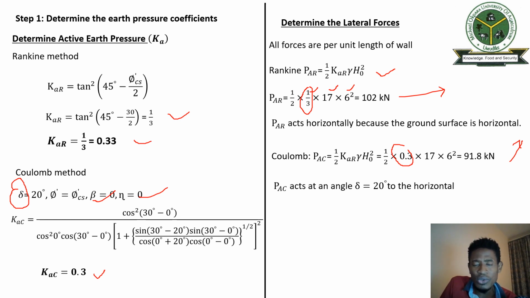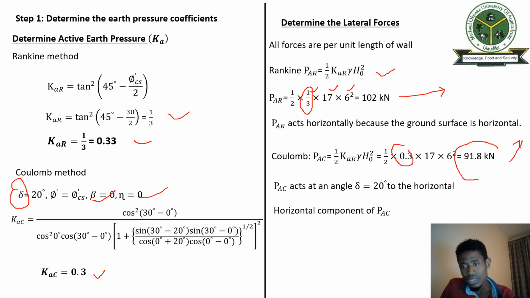Now, this force acts for the Coulomb's method. To determine the actual horizontal force, you are going to resolve the force, because when there is friction between the wall and the soil, and the friction acts at an angle of 20 degrees to the horizontal, that means you're going to determine the force in Cartesian coordinates. You're going to determine the vertical force and also the horizontal force. So you're going to resolve this in the x and y direction.